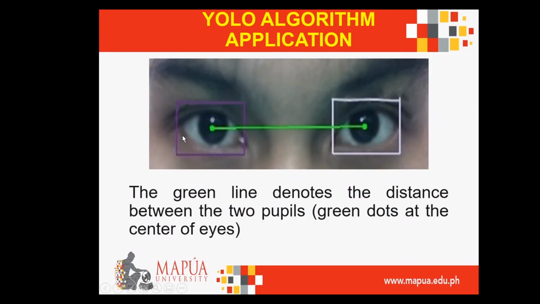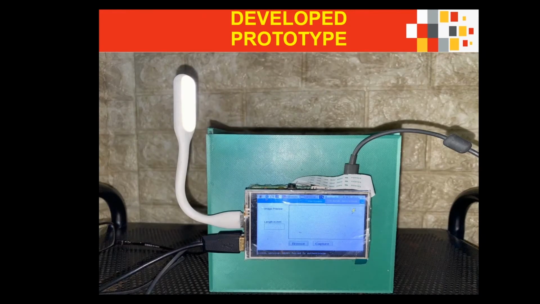So the YOLO algorithm application, as you can see, the green line denotes the distance between the 2 pupils, while the green dots in the center of the eyes is the actual pupil of the subject. So you could see there would be 2 pupils in this particular image, and the line between them would be the distance.